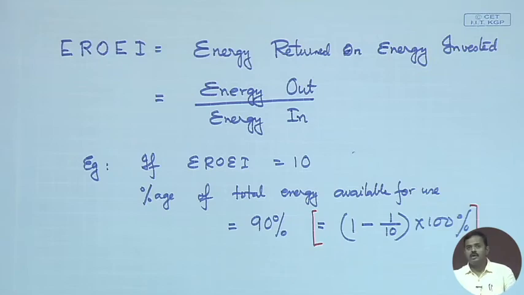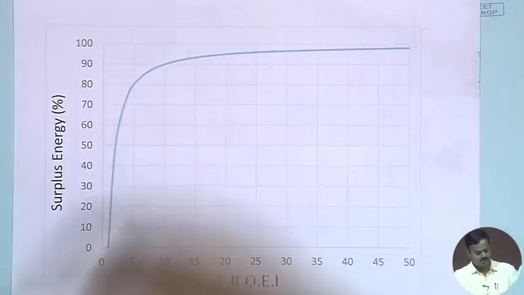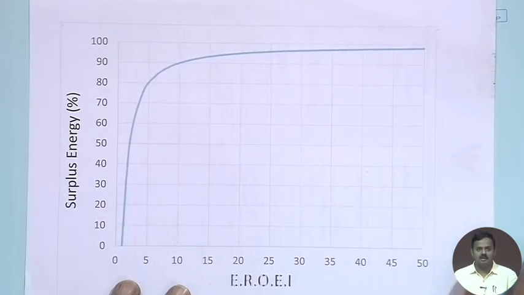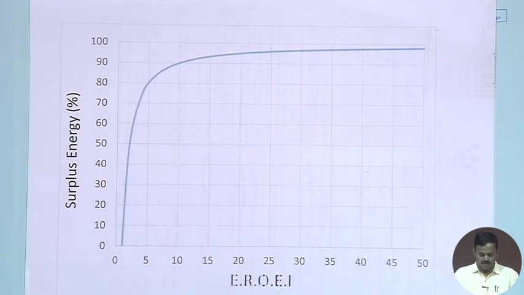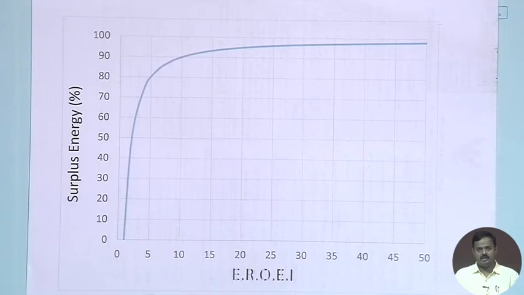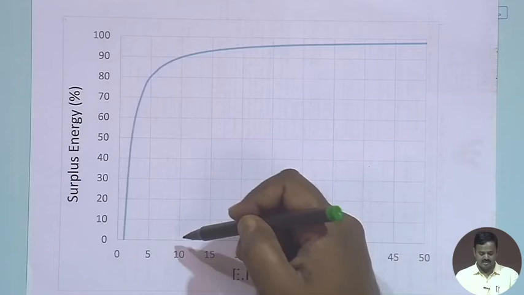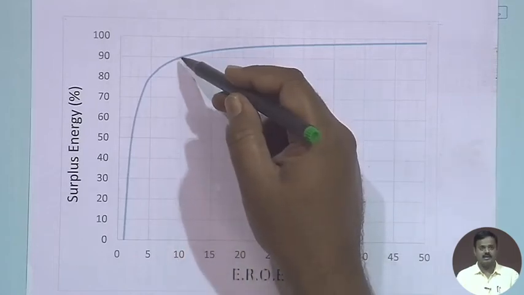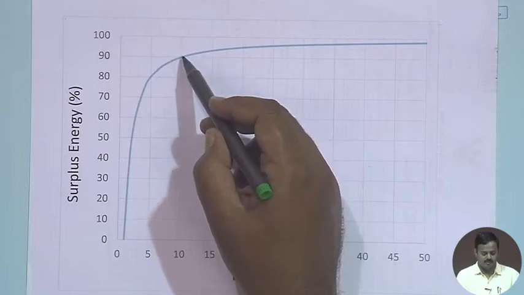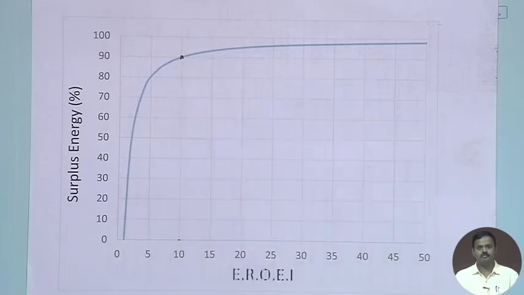All right. So, what I have with me now is a plot which I made using this formula again. Let us see, I will try to explain what it is. On the x axis is EROEI. This is 0, 5, 10, 50, 100. That 10 is something that we were talking about, and as you can see, this is the surplus energy percentage, or the available energy to us, and as we were seeing, at 10 it is at 90%.